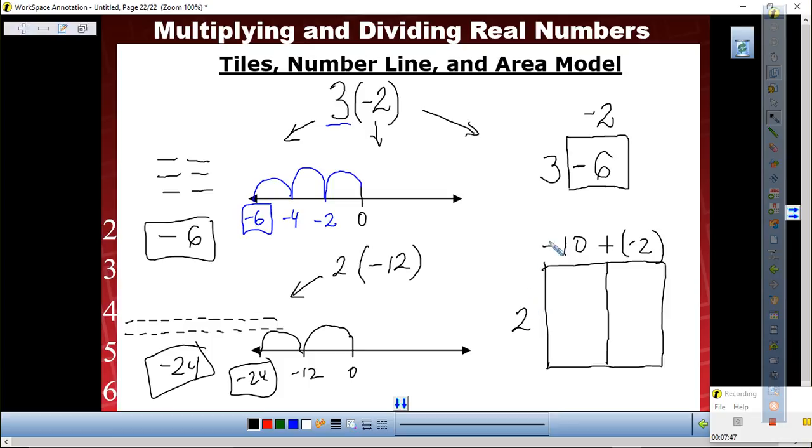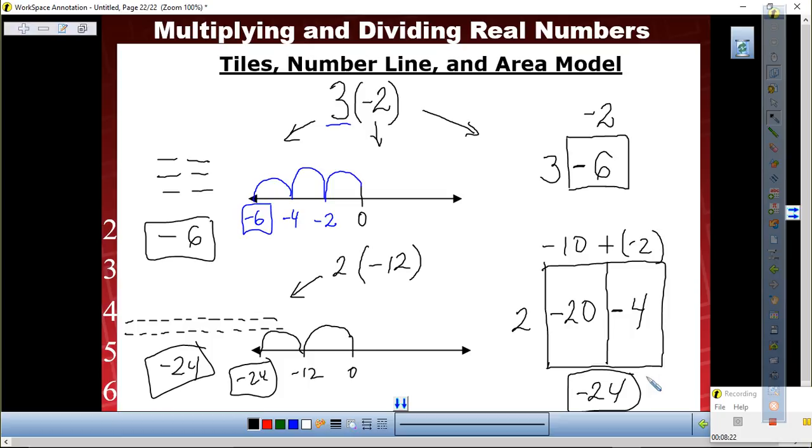Therefore, are these the same sign? No, so it's negative. 2 times 10, that's 20. Are these two the same sign? 2 and -2? No, so it's negative. So what is 2 times 2? 4. But since we're no longer multiplying, we're combining, so now we end up with -24. Okay? I just wanted to show you some applications to representing it using tiles, number line, and area model.